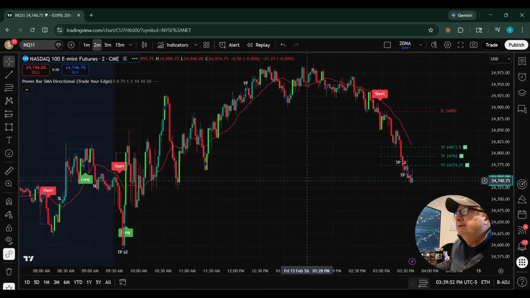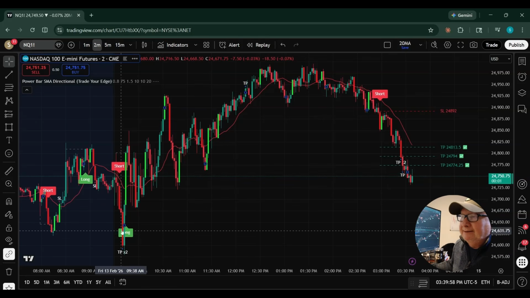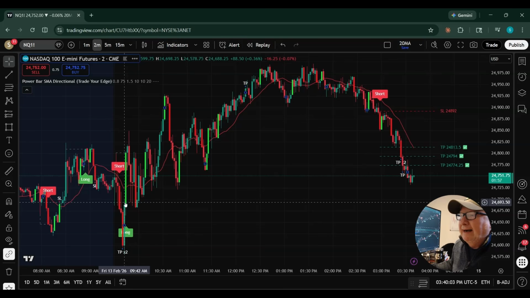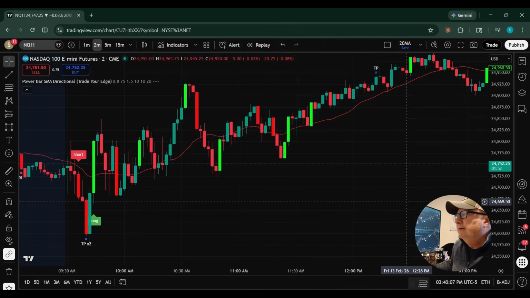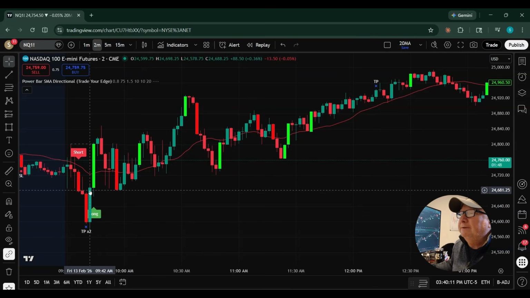So there wasn't a ton of trading. There was a short at the open which turned into a nice take profit down here, and then a long, literally right after. This is what I call a hairpin turn. I'll make it a little bigger so you guys can see it. This was the hairpin turn this morning.